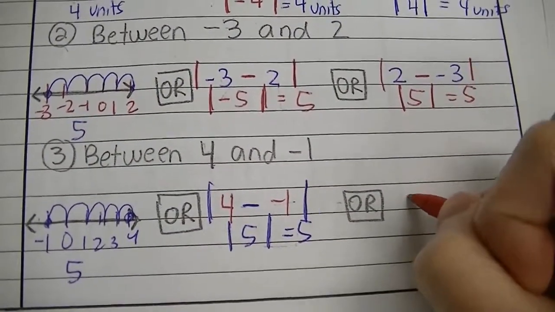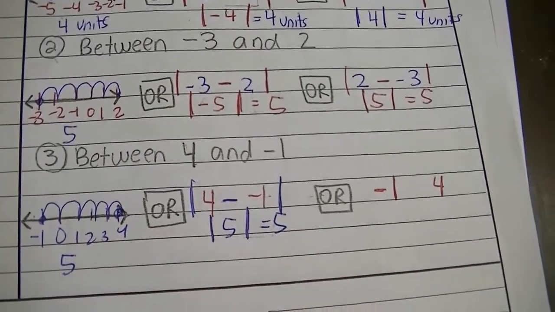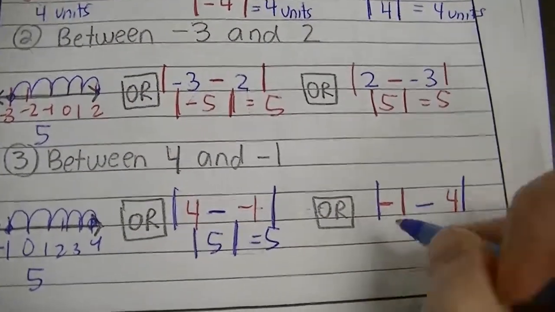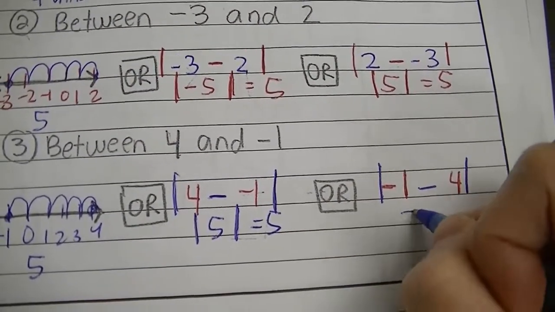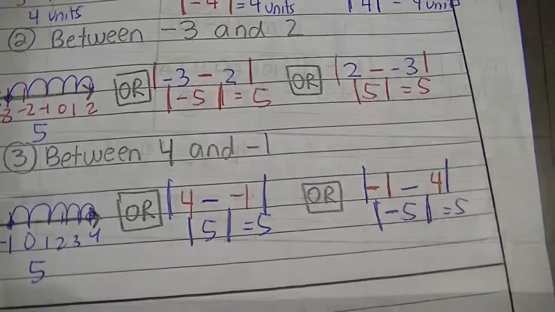You can rewrite their order. You can write the -1 first and then the 4 second, and then remember to subtract them and take the absolute value. Okay. So -1 minus 4 is -5, and you find the absolute value of -5, which is 5.